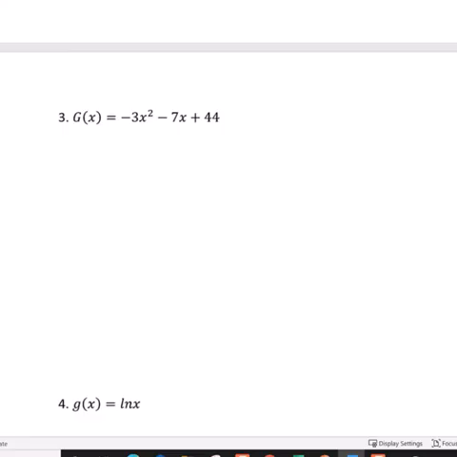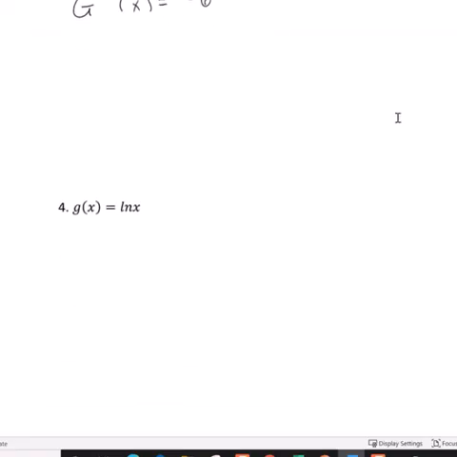Let's keep going. G of x is negative 3x squared minus 7x plus 44, so g prime. Negative 3x squared is negative 6x. Negative 7x gives me negative 7 and the 44 is gone. Do it again. So my second derivative is negative 6. Pretty good. Let's make it a little more interesting.